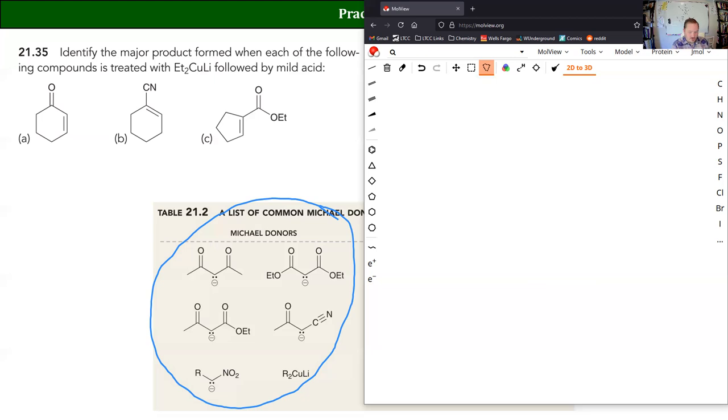So from a synthesis point of view, this winds up being kind of helpful, because we do a lot of stuff with amines in pharmaceuticals. We don't do much with nitro groups in pharmaceuticals because they're too reactive. But if you could use this reaction to add a bunch of carbons with a nitro group and then convert it to an amine, that could be useful for sure.